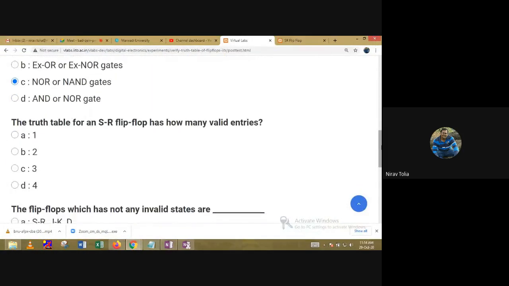Next one, the truth table for an SR flip-flop has how many valid entries? 1, 2, 3, or 4? Okay, Parthiv gives the answer. Miloni gives the answer. Henil is not sure. Miloni is not sure. And Harshit, Dirga give the answer C. So most of you are giving the answer C. Let me tick mark the C.